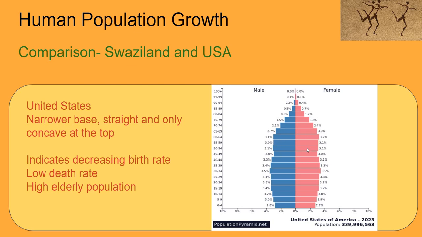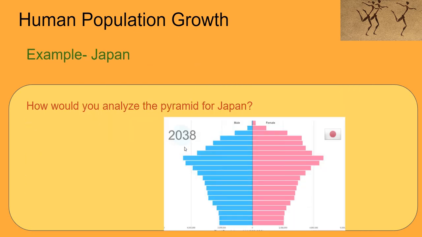This bulge right here, by the way, is me. That's the baby boom that happened in the late 50s, early 60s, and so forth after World War II. A lot of children in the United States, economic conditions increased. So that's kind of me right over there. So very, very different between Swaziland and the United States.